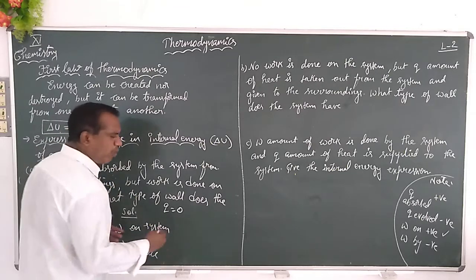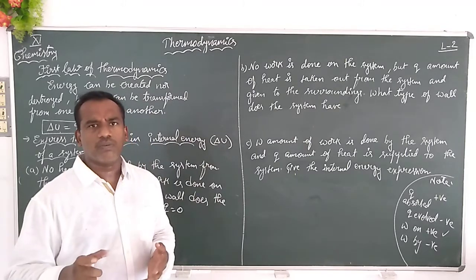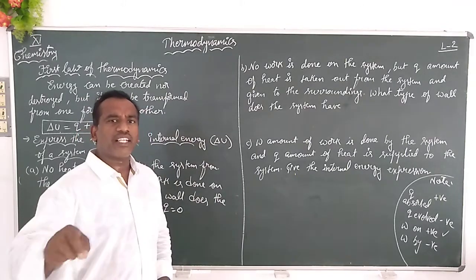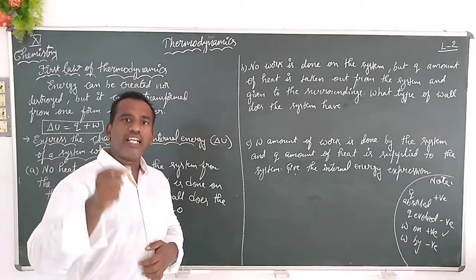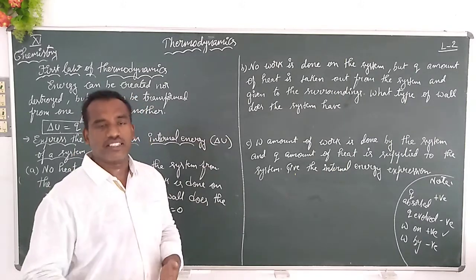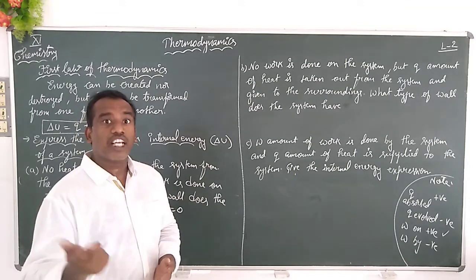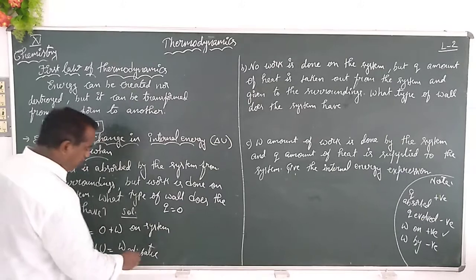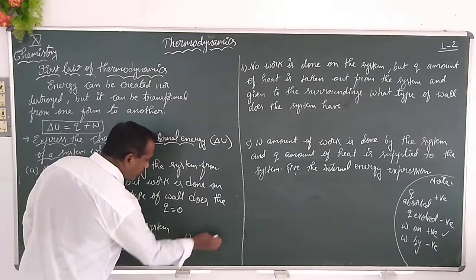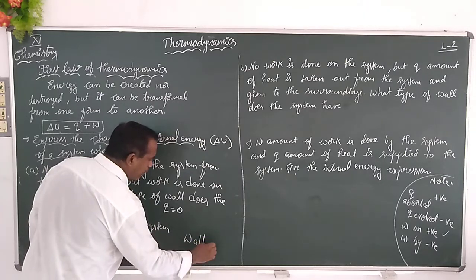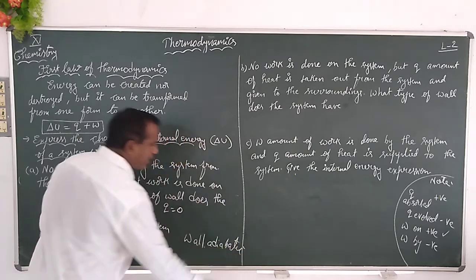So what is a wall first of all? If we take a test tube, in the test tube we will conduct the reaction. The test tube, the glass, is called the wall of the system. They are asking what type of wall they have. In this case, they have the adiabatic wall. What is the type of the wall, children? The wall is the adiabatic wall.